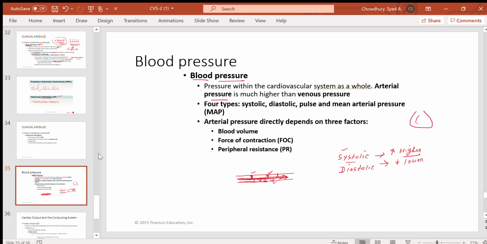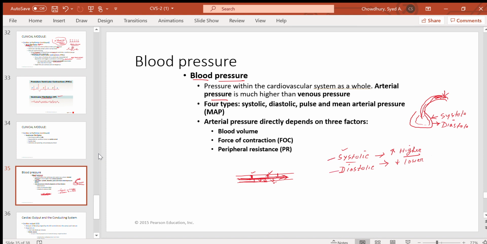So this is your heart. When the heart contracts, systole, most of the blood will enter into the artery, right? So now if I measure the pressure on the arterial wall, it will be higher, right? And when the heart relaxes, that is the diastole, what happens? Most of the blood gets back into the heart. So inside the artery you have less blood, so the pressure will go down. Okay, that's why we get 2 pressures.